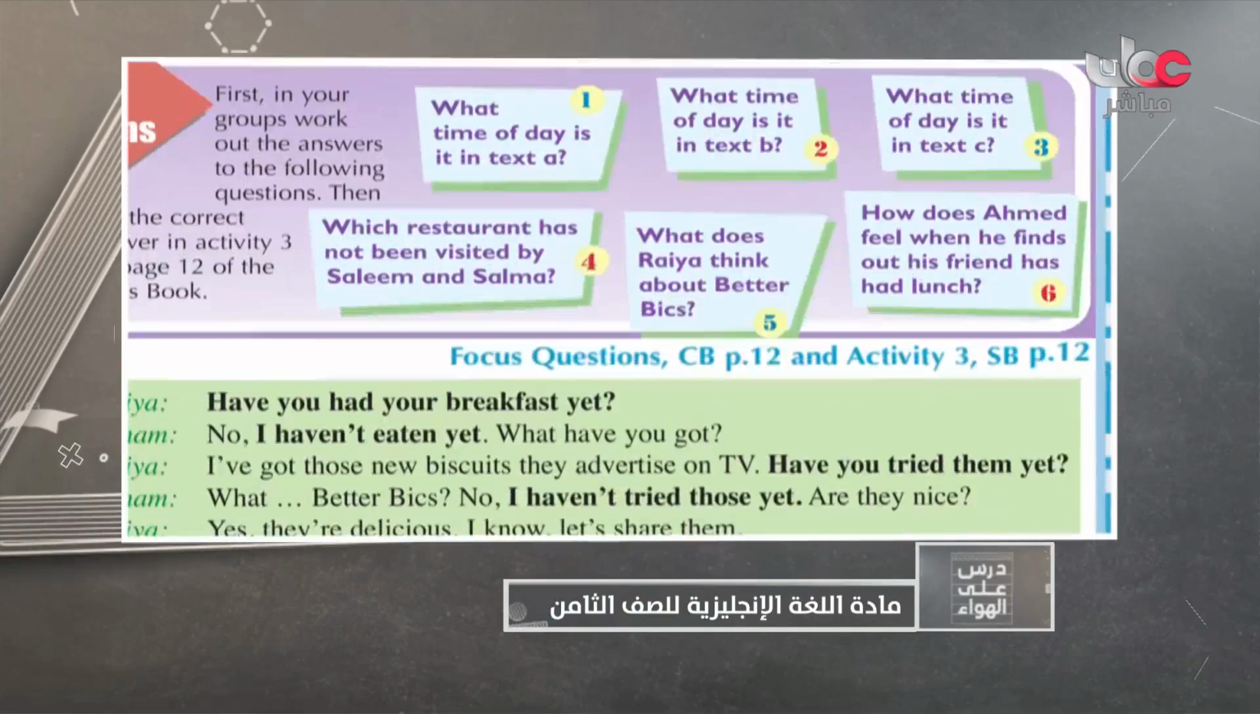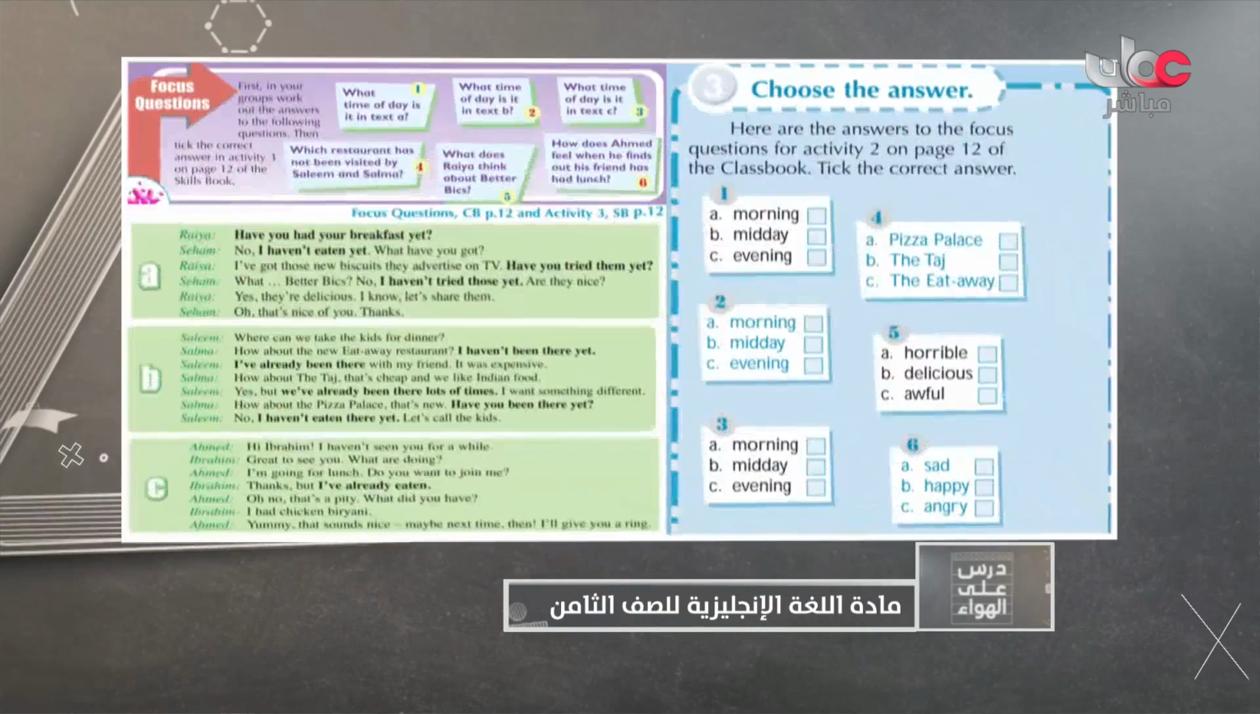Number 1. What time of day is it in text A? So here we have text A. This is text A. Okay, we need to identify the time of day. Is it in the morning? Is it in the midday, منتصف اليوم, or is it in the evening? Okay, let's go to our conversation.